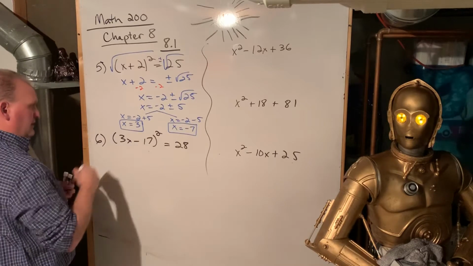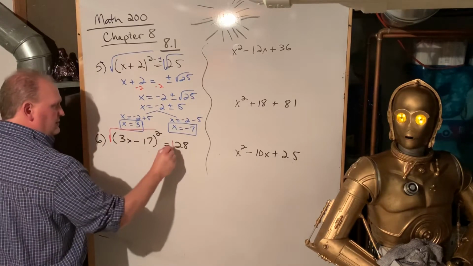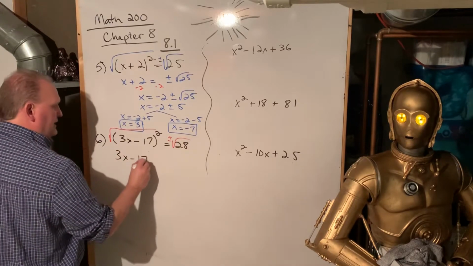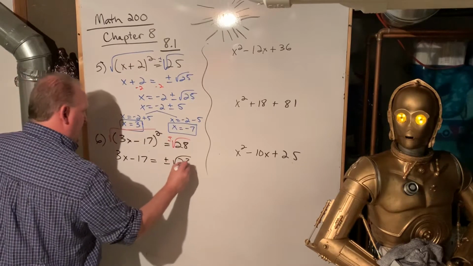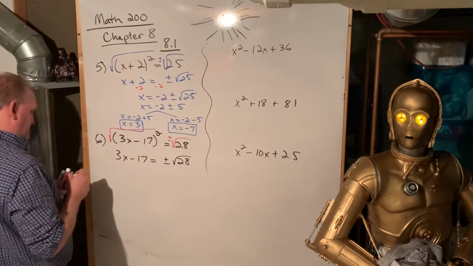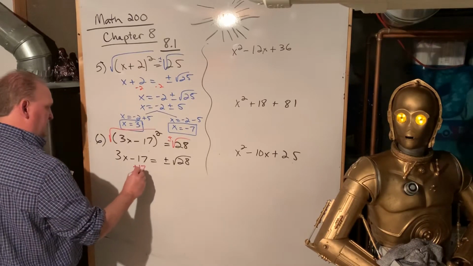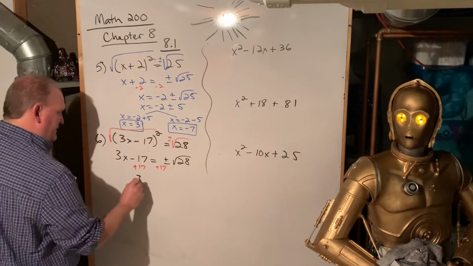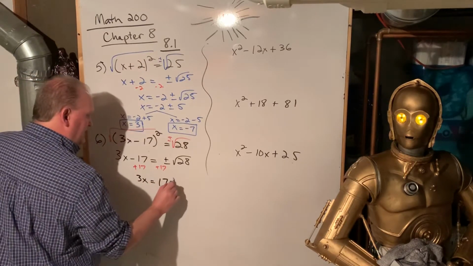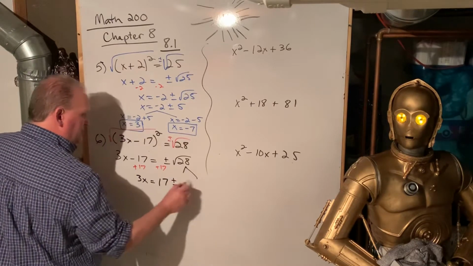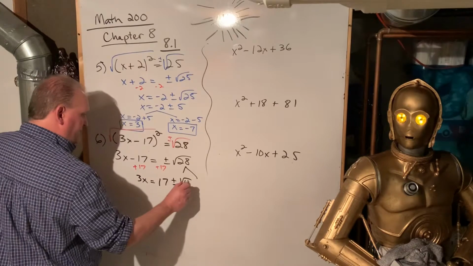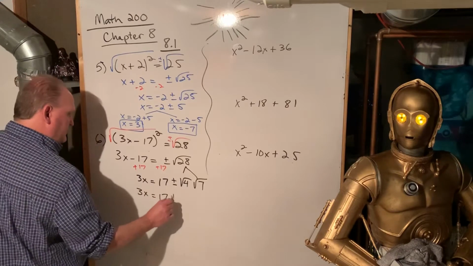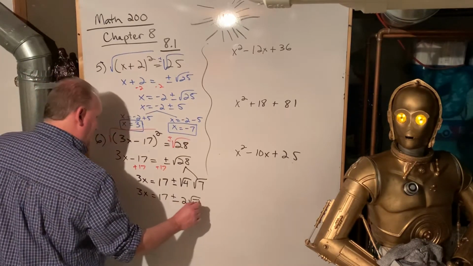All right, this one's a little uglier. We're going to do the square root, and throw a little plus or minus on it. Now we got 3x minus 17 equals plus or minus the square root of 28. We can move the 17 over, add 17 to both sides. We can fix the radical a little bit, not entirely. We can break it into perfects and leftovers: perfect is 4, leftover is 7. So 3x is equal to 17 plus or minus 2 square roots of 7.